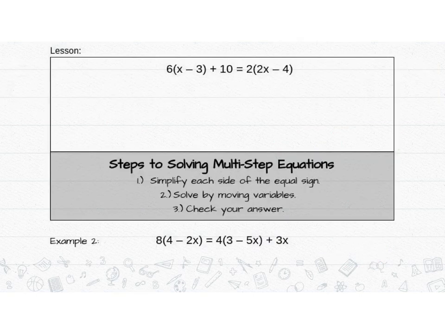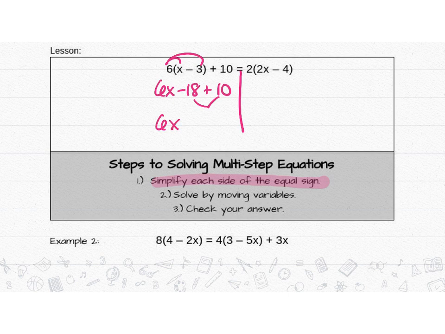Let's do multi-step. So remember, with multi-step, you're going to simplify each side of the equal sign, then do what we were just doing. So I'm going to distribute first. 6x minus 18 plus 10, and I can combine those two. So 6x minus 8 is equal to, now distribute here, 4x minus 8, and you can't do anything there, so I'm just going to rewrite it.